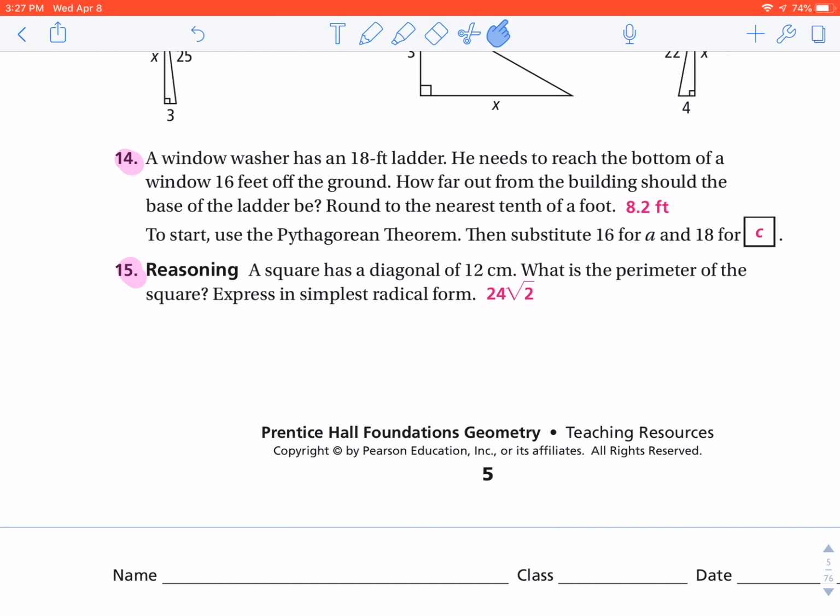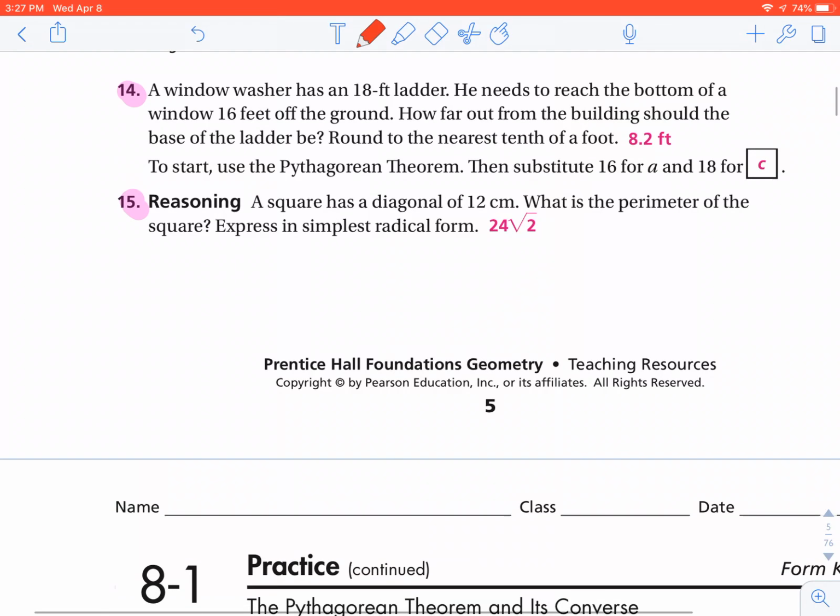So I'm going to start with number 14, okay, and you're going to get to see some of my fantastic drawing ability here. It says a window washer has a ladder that is 18 feet long. He needs to reach the bottom of a window that is 16 feet off the ground. How far out from the building should the base of the ladder be? Round your answer to the nearest tenth of a foot.